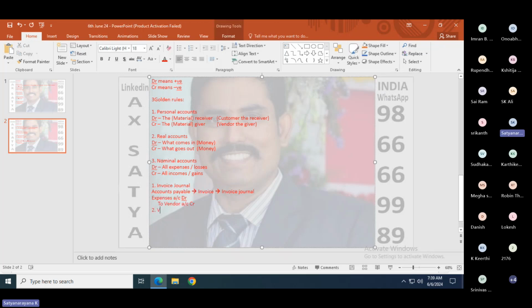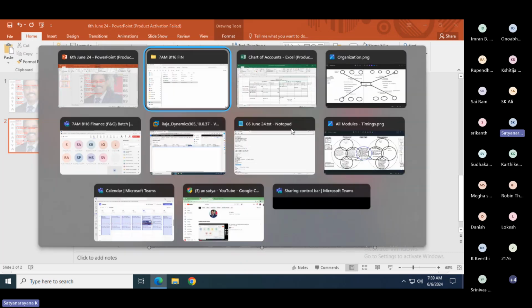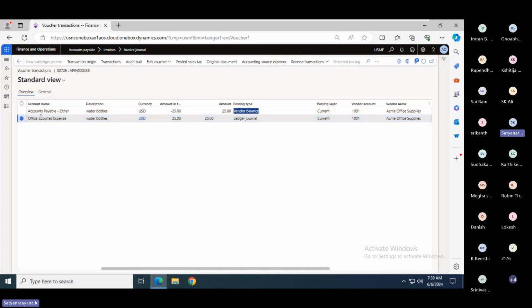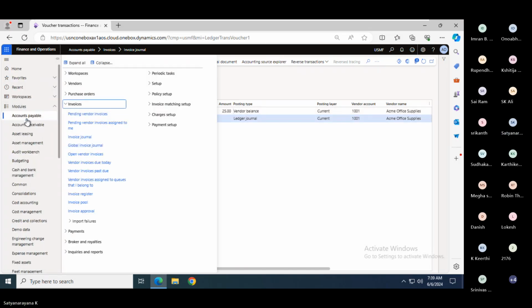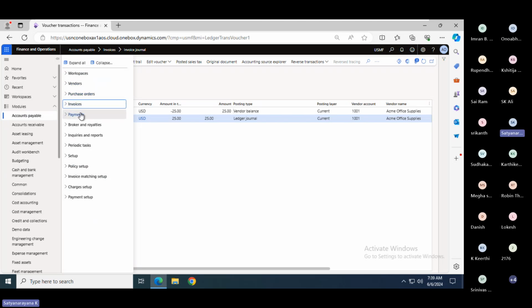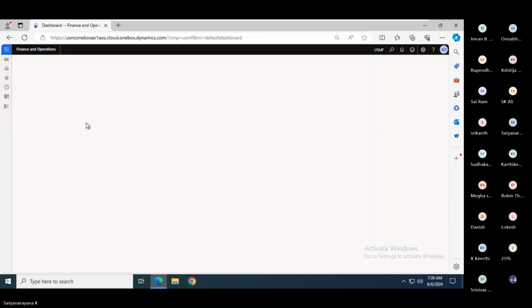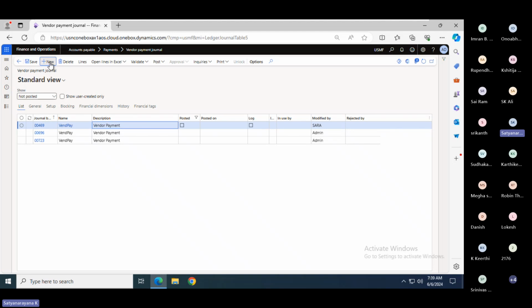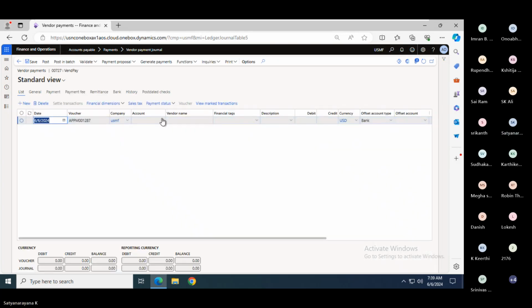Second one is vendor payment. If you are doing vendor payment, what happens? Let me show you where it is. In the system, Accounts payable, collapse all, payments, vendor payment journal. Click new, select the vendor payment, click on lines. Select the vendor. Now you can click on settle transactions.